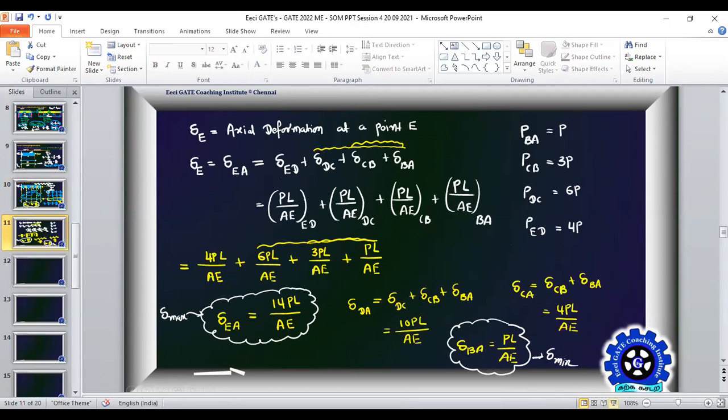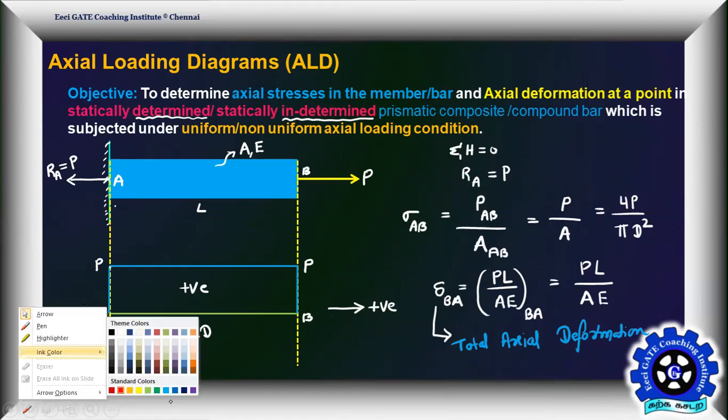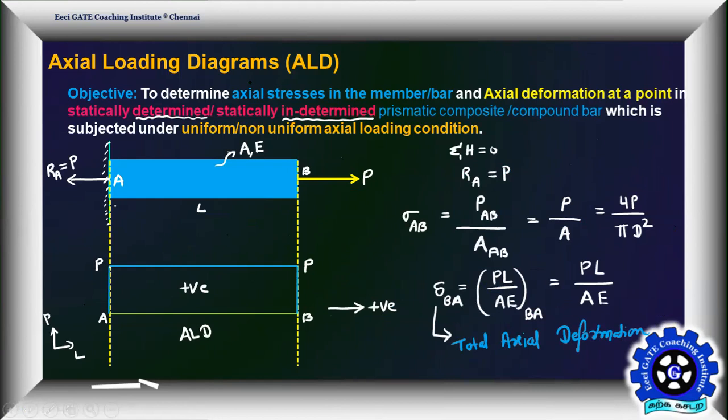Now, what is the objective? In this, what are the things you need to calculate? Axial stresses in the members, and axial deformation at a point, in a statically determinate prismatic composite bar. Composite means different materials.